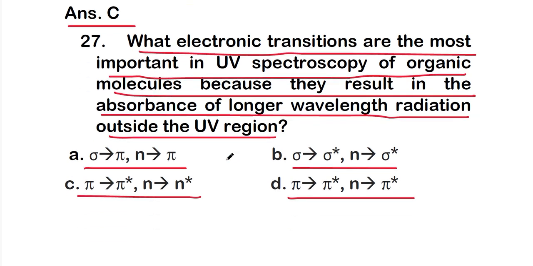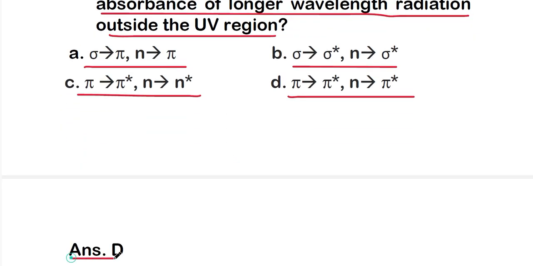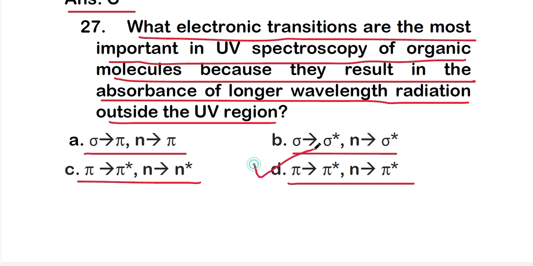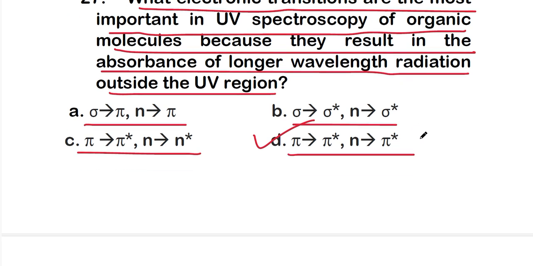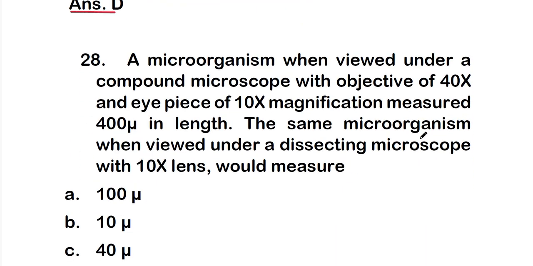So the right answer is option D, that is pi to pi star and n to pi star transition is more favorable. So what electronic transitions are the most important in UV spectroscopy of organic molecules because they result in the absorption of longer wavelength radiation outside the UV region? That is option D, that is pi to pi star and n to pi star. Okay, so let's move on to question number 28.